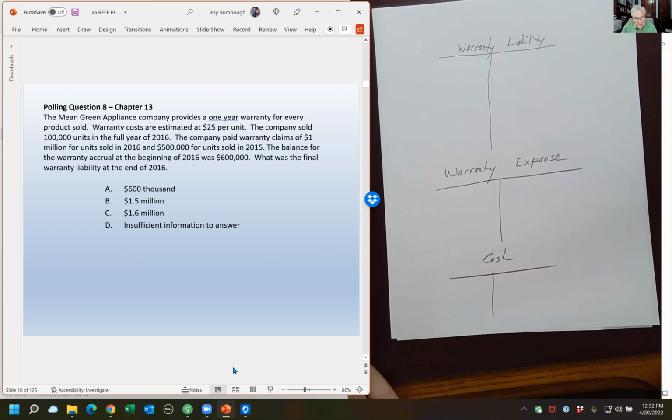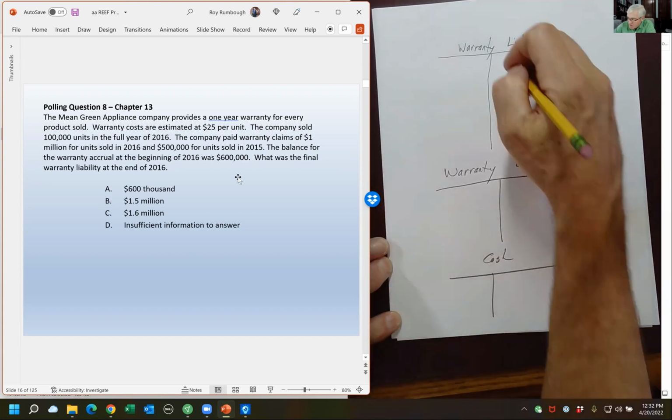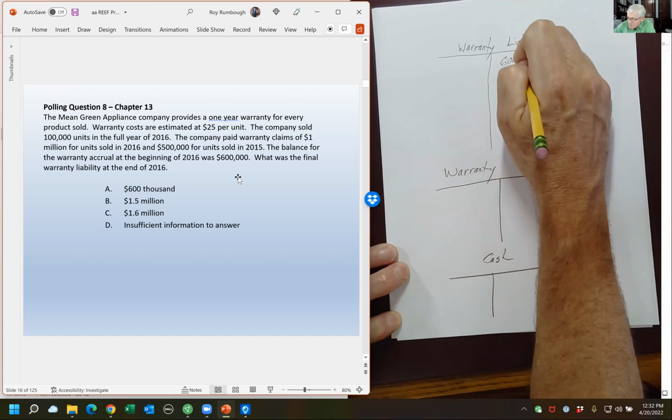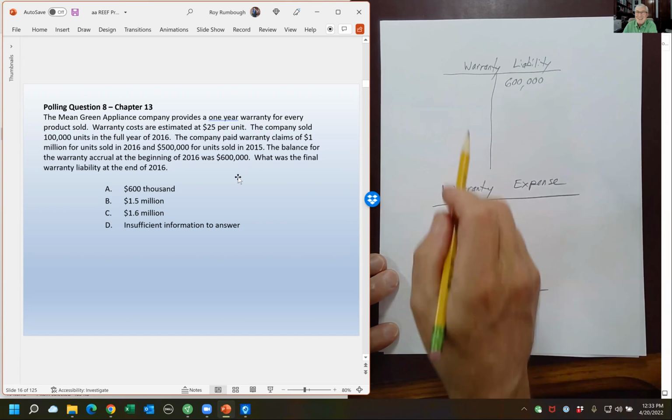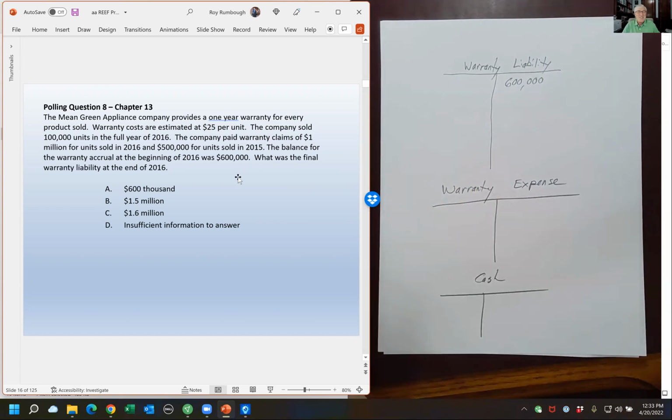So, all right, warranty costs are estimated at $25 per unit. They sold 100,000 units and paid warranty claims of $1 million and $500 for 2016. We've got to get this beginning accrual balance of $600,000. So the beginning balance, I hope you understand why that's a credit. That's a liability, that they owe warranty from 2016, and it's a 1-year warranty.